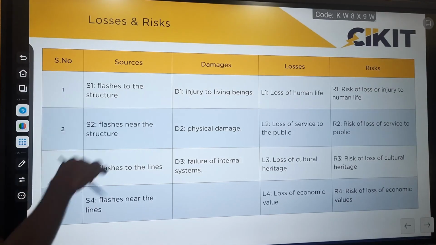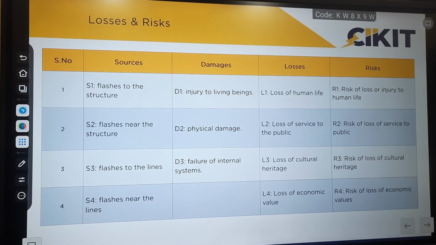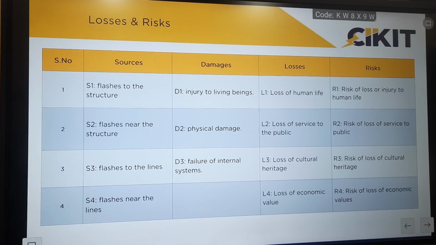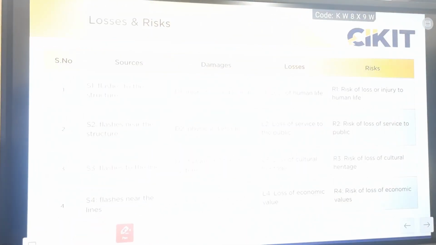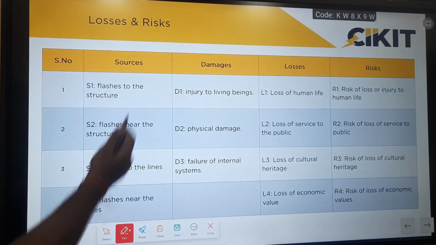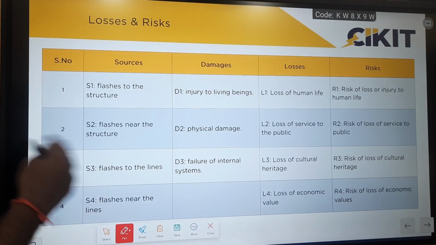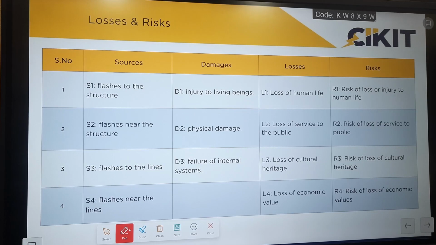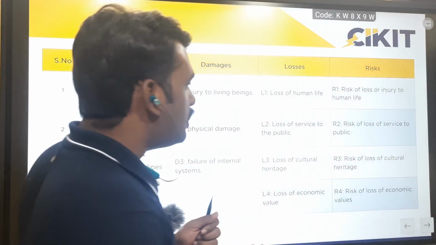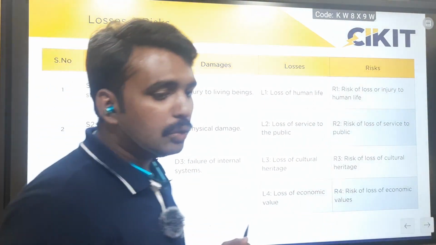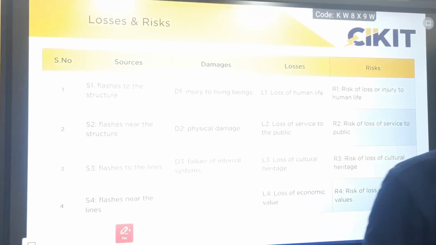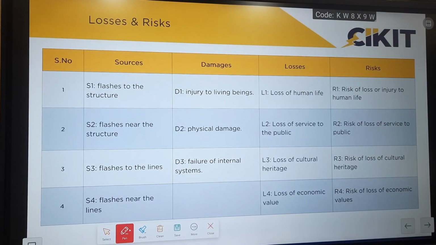We have explained the 4 sources that cause damage, and the damages can be classified into 3 types: injury to human beings, physical damage, and failure of electronic equipment. The corresponding losses and risks we have explained in detail in the previous webinar, and we have shared the link in the chat box also. You can refer to that video link for knowing how we can reduce the risk due to lightning, and what preventive measures can be adopted for reducing the risk due to lightning.